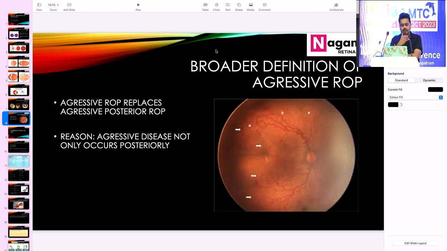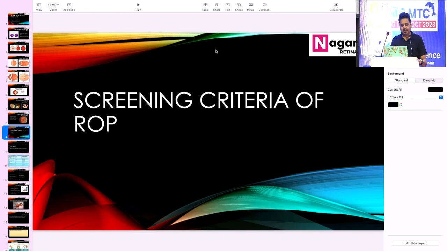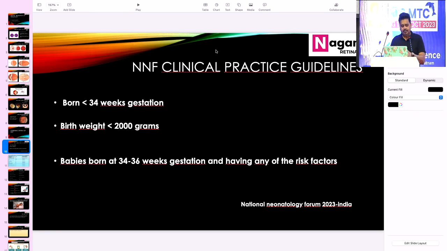And this is one interesting development in the International Classification of ROP. They have completely changed the earlier term called aggressive posterior ROP. Now there is nothing like aggressive posterior ROP, it's just aggressive ROP. The reason is that aggressive ROP is not seen just posteriorly, it is also seen anteriorly. So now they have completely abolished the term AP-ROP.